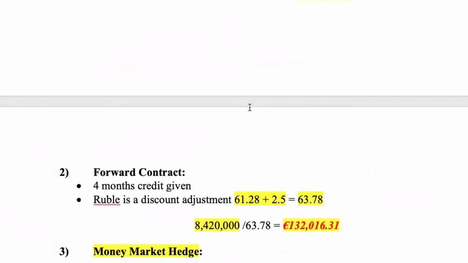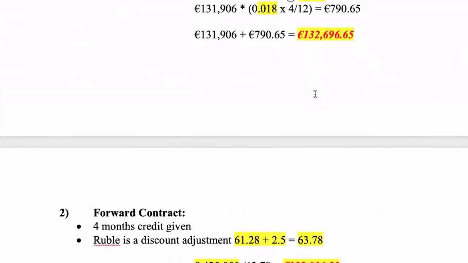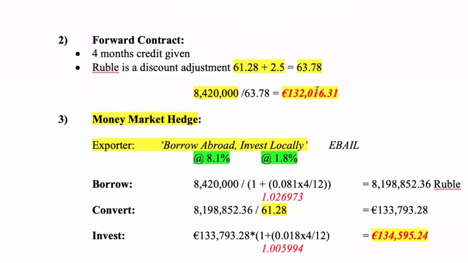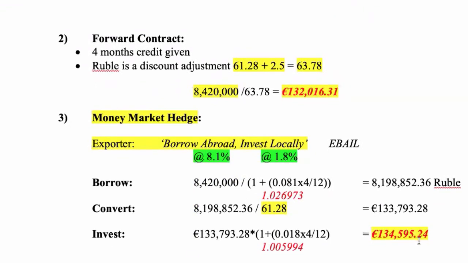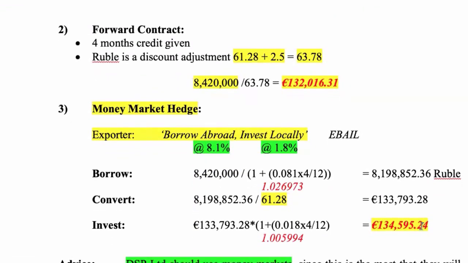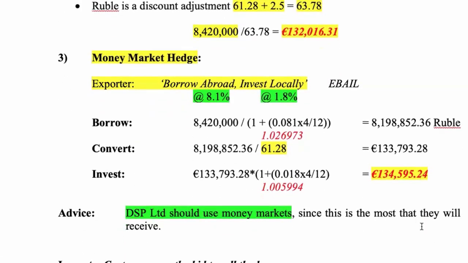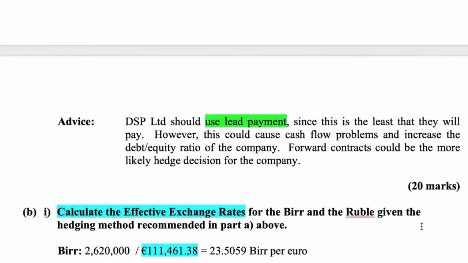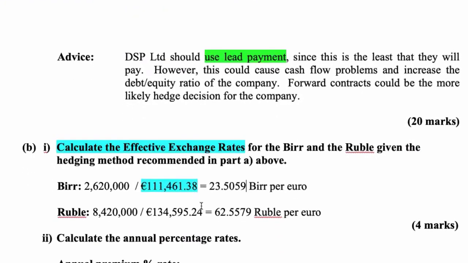So the most that you would have got, this was for the lead 132, the forward 132, and the money market hedge 134, even though we may not choose the money market hedge, but black and white, we're going to choose it. So the 134,595 is what we should have here. There it is there. That's the one we chose. And I'm going to double check to see if that exchange rate looks good. And it does, because it's very similar to the numbers that we were working on for the exchange rates anyway. 62.5579. Okay, so that's a handy 4 marks.